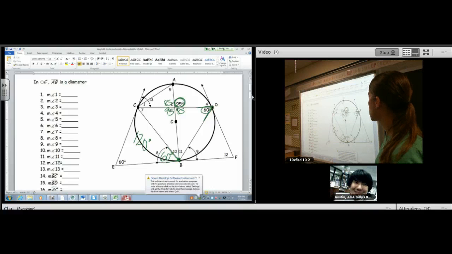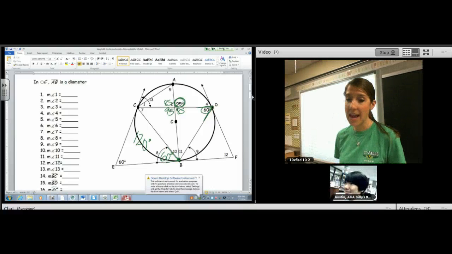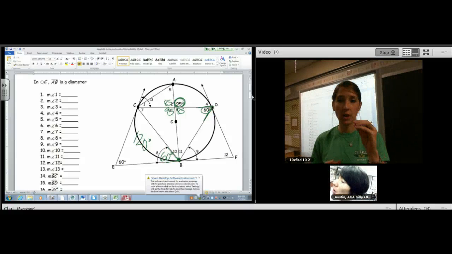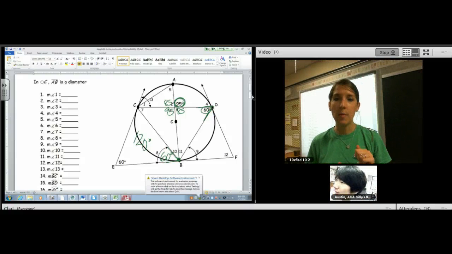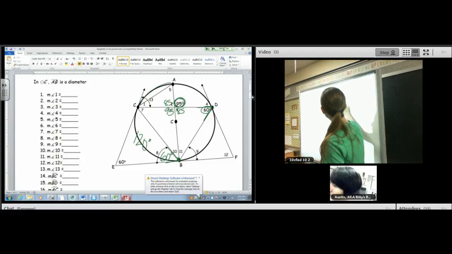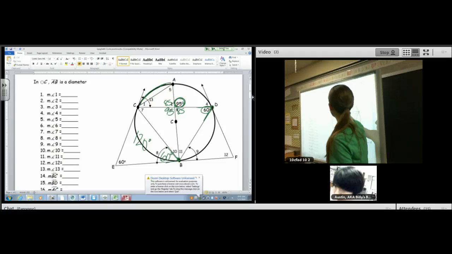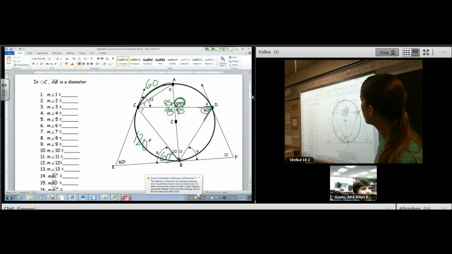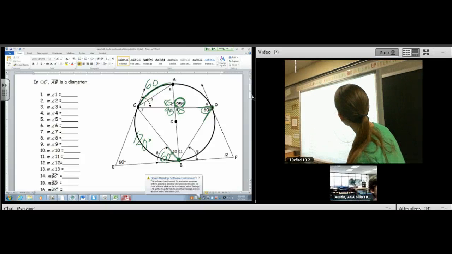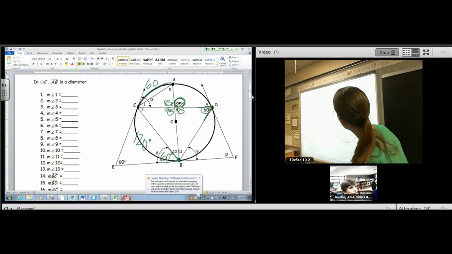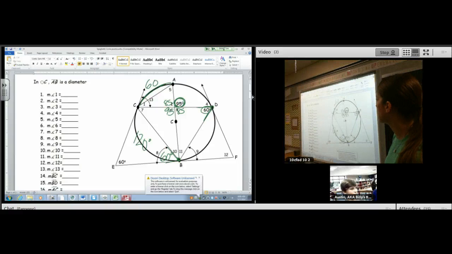Where do we want to go from here? We know AB is a diameter. You have to use diameters to your advantage. If AB is a diameter, then arc CA is 180 minus 120. So that arc is 60. Do we have any angles opening up to that arc? It doesn't look like it. Not angle 1 or angle 13.